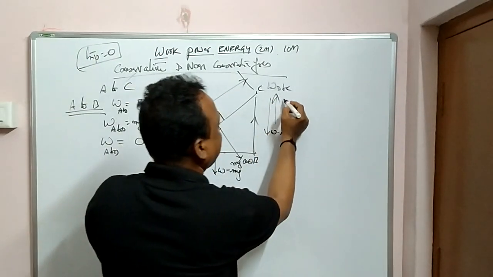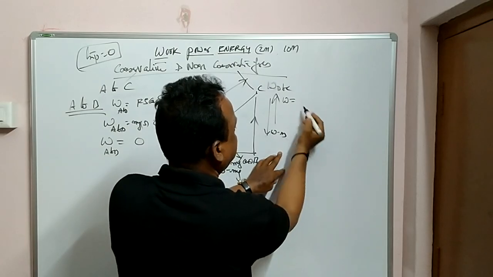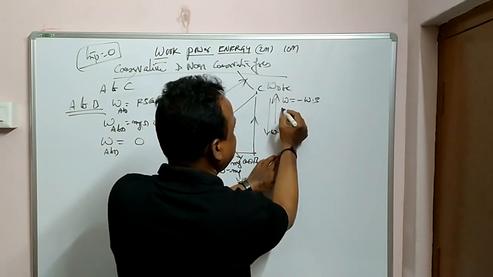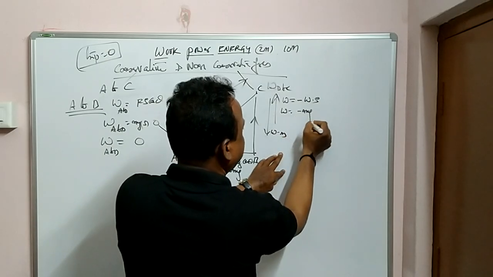180 degrees. Therefore work done is negative over here, that is minus W into S. Okay? So that is equal to minus mg.